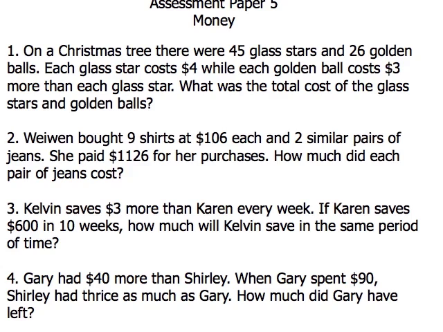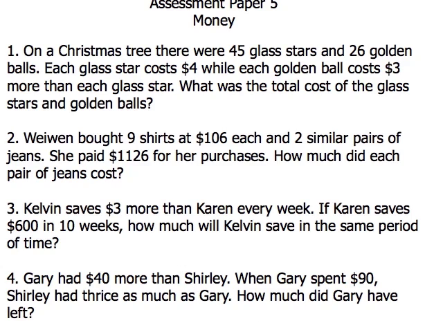The question says, Wei Wen bought 9 shirts at $106 each. Well, that's a very expensive pair of shirts. And 2 similar pairs of jeans. So she bought 9 shirts at $106 each and 2 similar pairs of jeans. She paid $1,126 for her purchases. That means for what she bought, she paid $1,126. So the question is, how much did each pair of jeans cost?